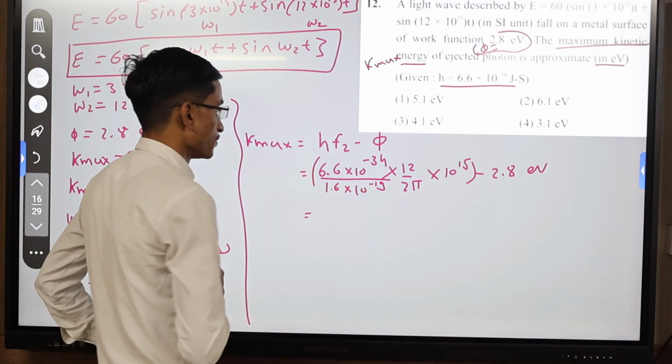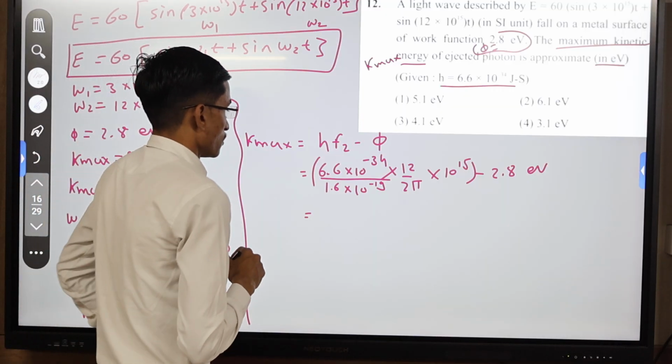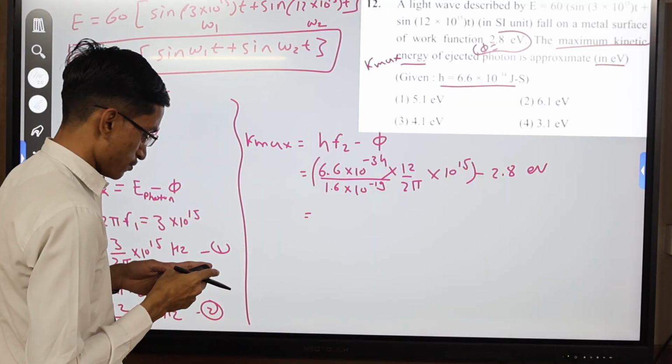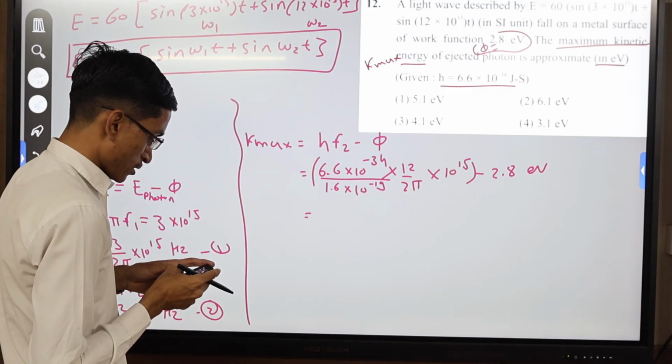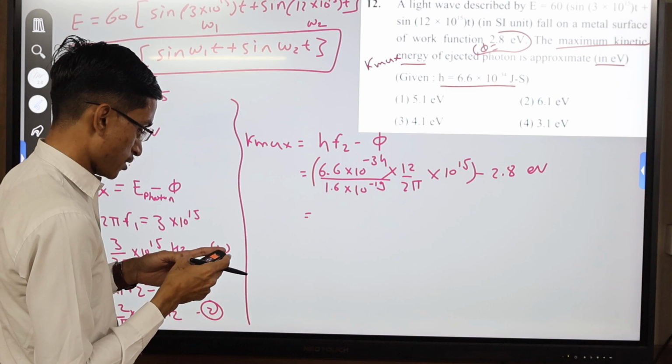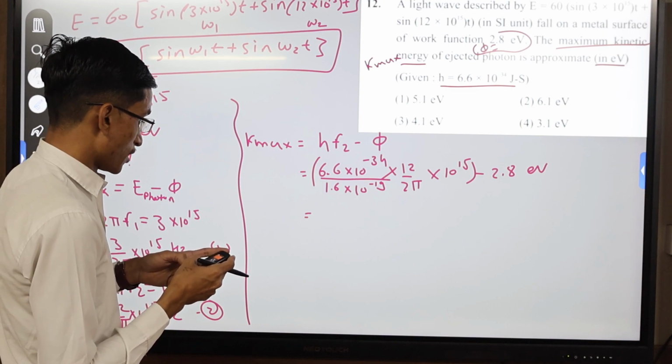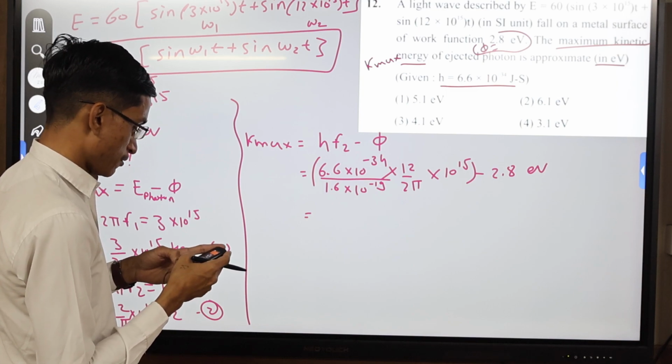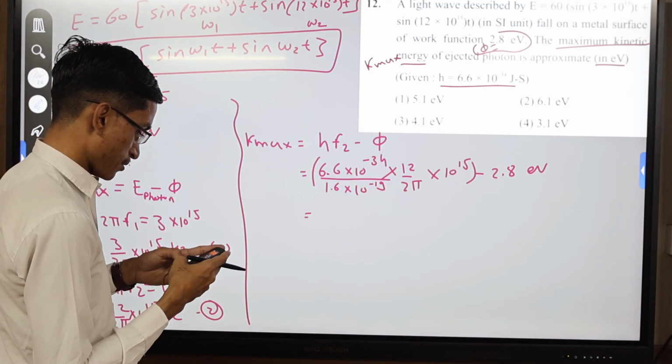So further simplifying, let us calculate on the mobile. Here 6.6 into 12 divided by 1.6 divided by 2 divided by pi.